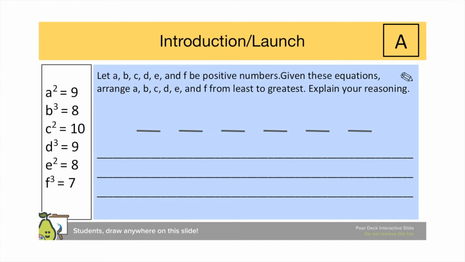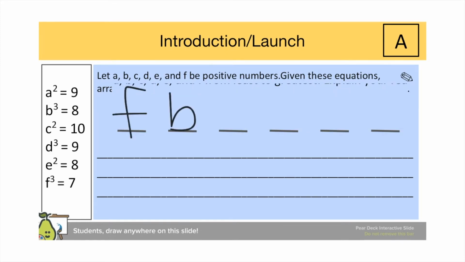The order that students should place their letters in is F, B, D, E, A, C. A sample response would be that we know that A is equal to the square root of 9, which is equal to 3. Since E is equal to the square root of 8, it is slightly less than 3. Since C is equal to the square root of 10, it is slightly greater than 3.